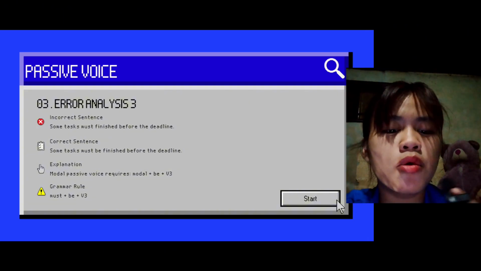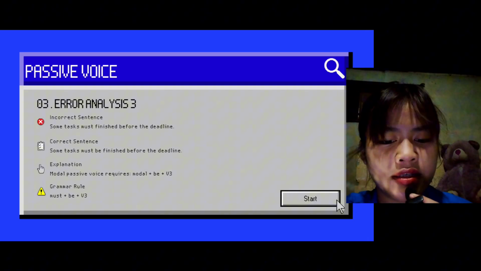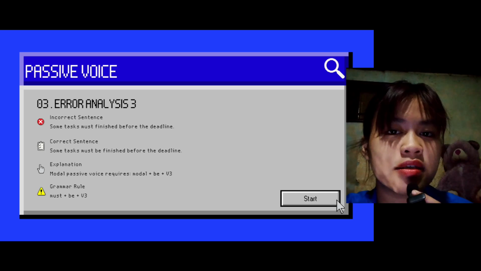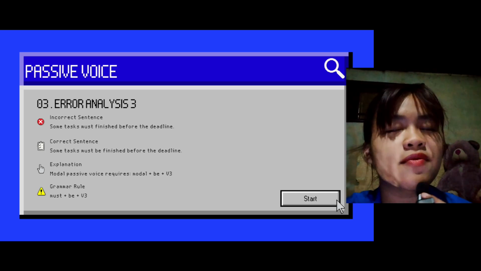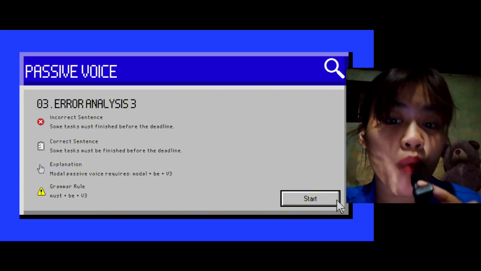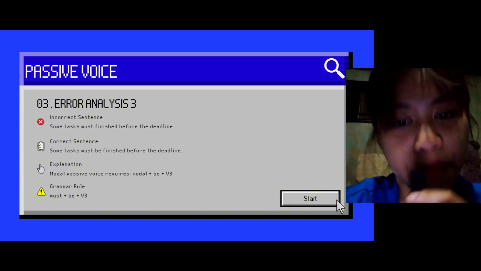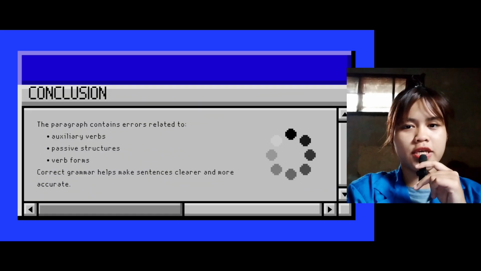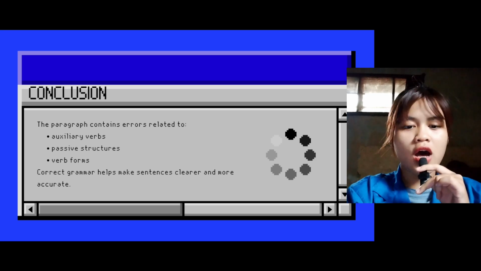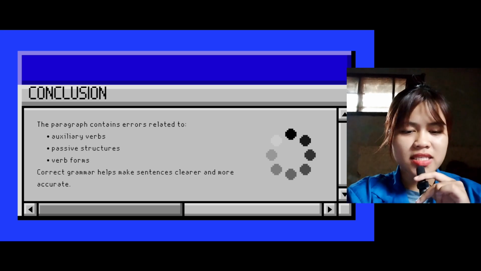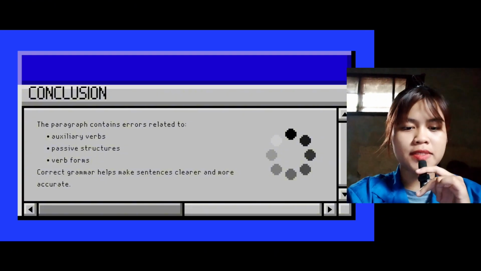Explanation: modal passive voice requires modal plus be plus verb 3. Grammar rule: must plus be plus verb 3. Conclusion: the paragraph contains errors related to auxiliary verbs, passive structures, and verb forms.